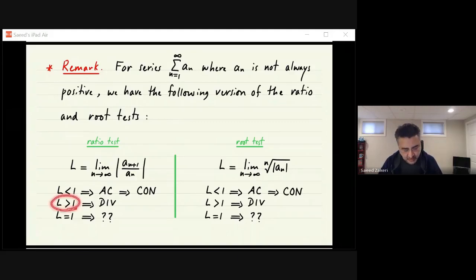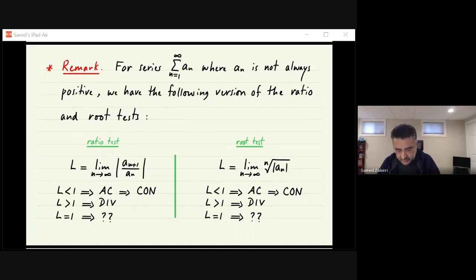If L is greater than 1, my series with the absolute value sign diverges. But you can show that in this case, the original series must diverge too, because in this case, the general term doesn't even go to 0. The general term goes to infinity. So L greater than 1 implies divergence, and L equal to 1 inconclusive. That's why I put a question mark, meaning that if you're so unlucky as to get L equals 1, then you have to sit down and treat that case using a different method.